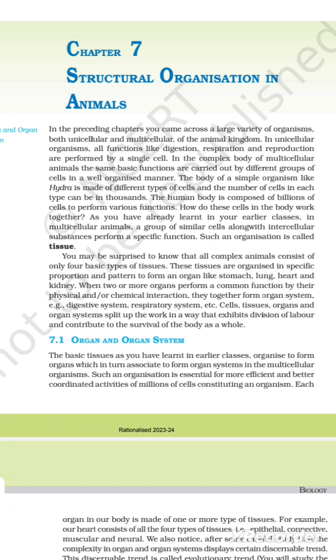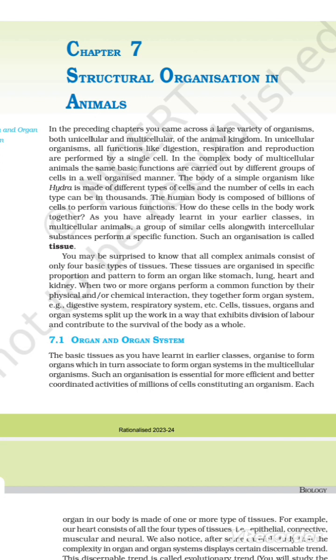You may be surprised to know that all complex animals consist of only four basic types of tissue. These tissues are organized in specific proportion and pattern to form an organ like stomach, lung, kidney, and heart. When two or more organs perform a common function by their physical and/or chemical interaction, they together form an organ system. Example: digestive system, respiratory system, etc. Cells, tissues, organs, and organ systems split up the work in a way that exhibits division of labor and contributes to the survival of the body as a whole.